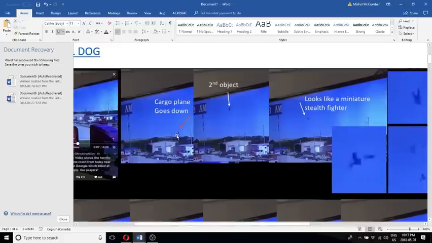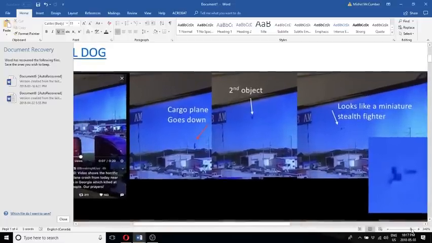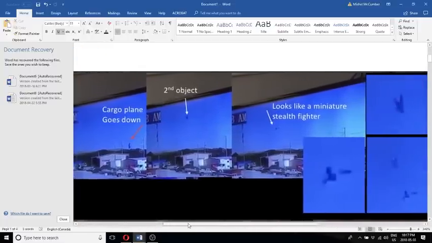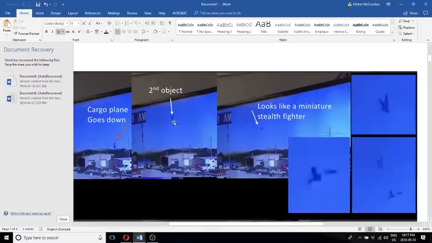But here's the cargo plane as it's going down. Let me make it a little bit bigger. There's the cargo plane. There's the second object. And whoever made this graphic said it looks like a miniature stealth fighter. And here are blow-ups. Of course, it's very, very blurry, but you can clearly see two objects.